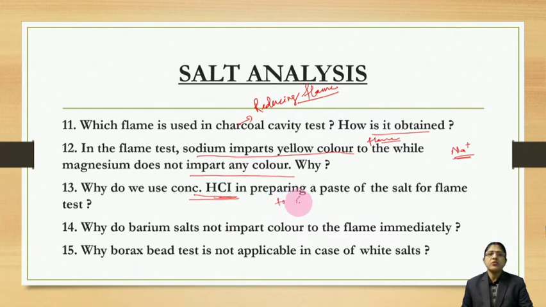So here, to convert metal salts into metal chlorides, because in comparison to other salts, these are more volatile.